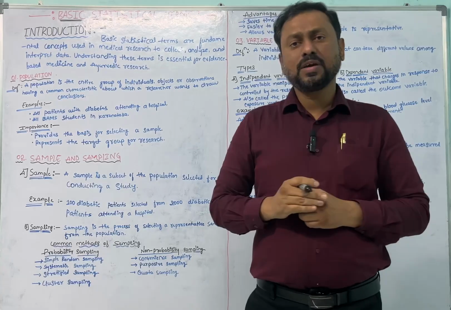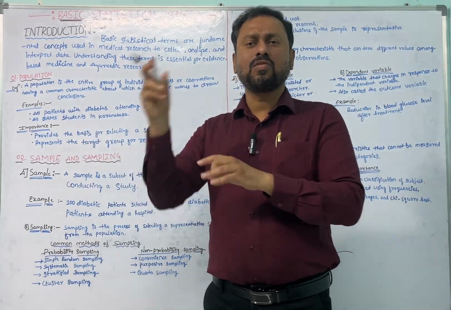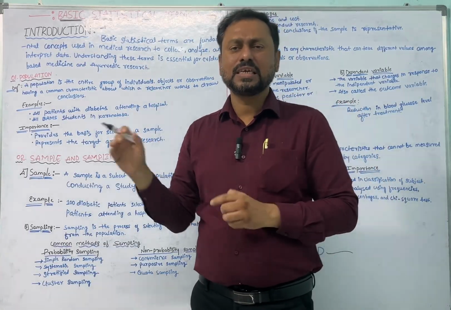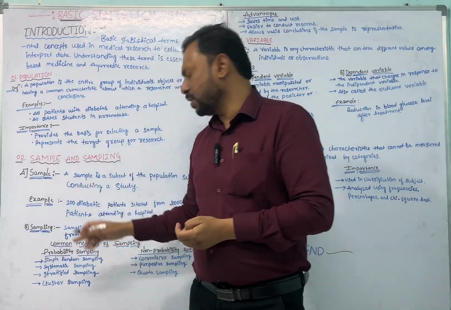And non-probability means they are not probable. That means out of those 2000, you are not selecting all; you are selecting only by specific characteristic or convenience. If you are selecting according to that, it is called non-probability sampling. Now we'll study probability sampling.